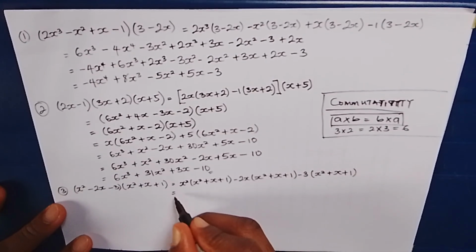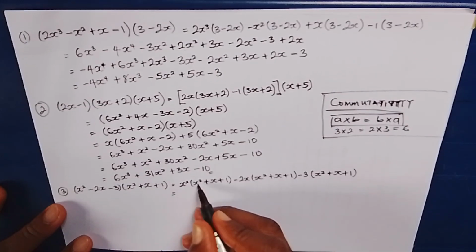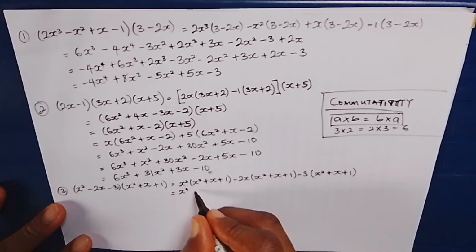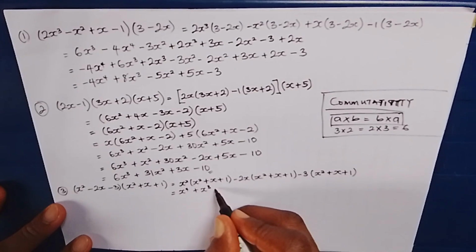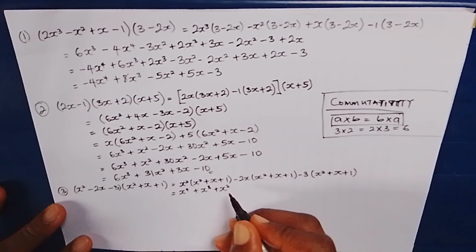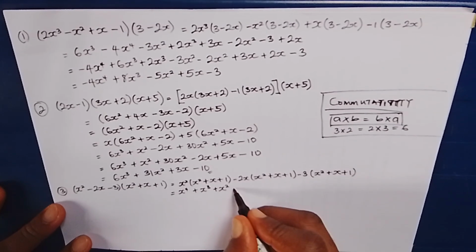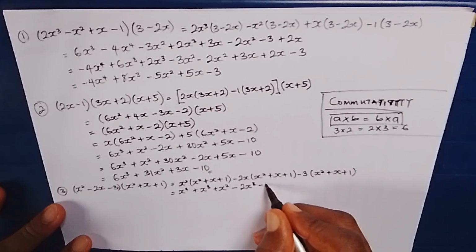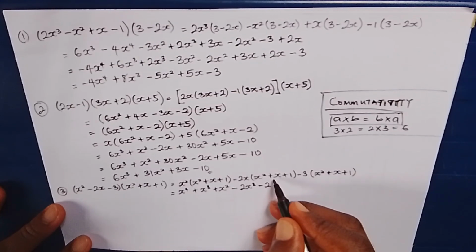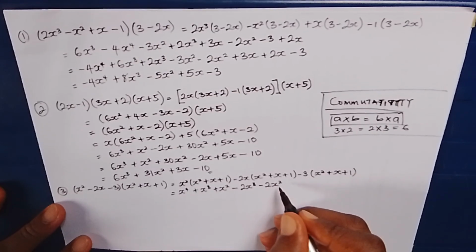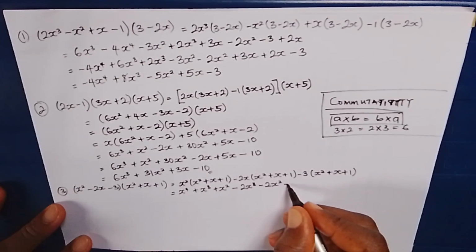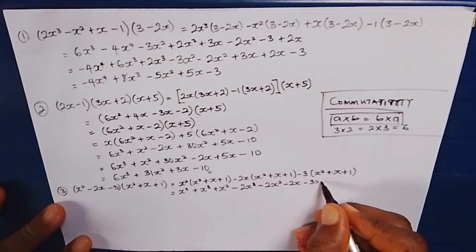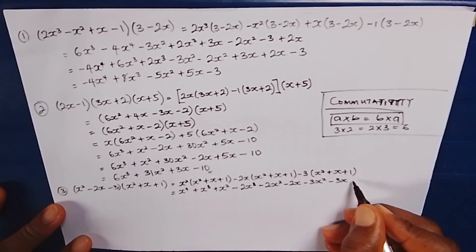Now let's multiply. x squared times x squared becomes x raised to the power 4. x squared times x becomes x raised to the power 3. x squared times 1 becomes x squared. Minus 2x times x squared becomes minus 2x raised to power 3. Minus 2x times x becomes minus 2x squared. This times this becomes minus 2x. Then minus 3 goes in. We have minus 3x squared minus 3x minus 3.